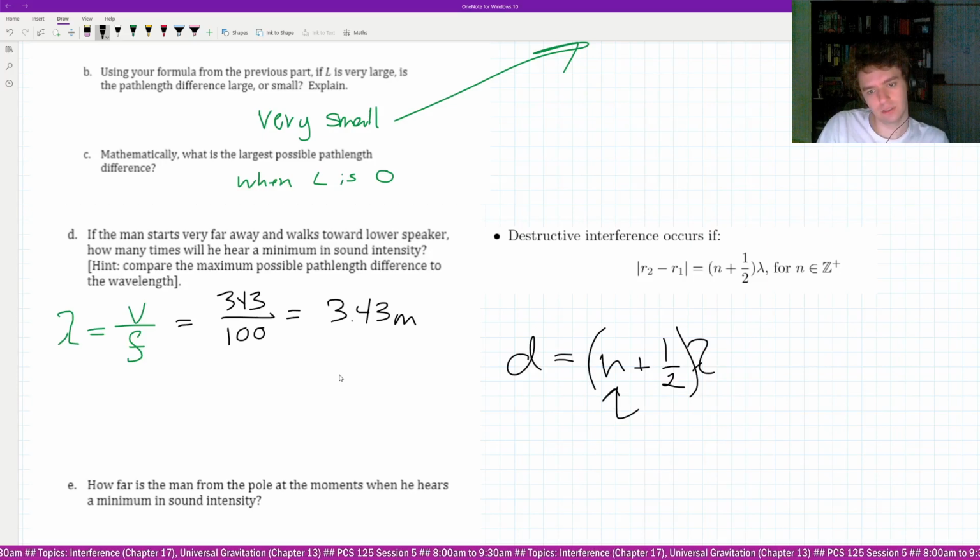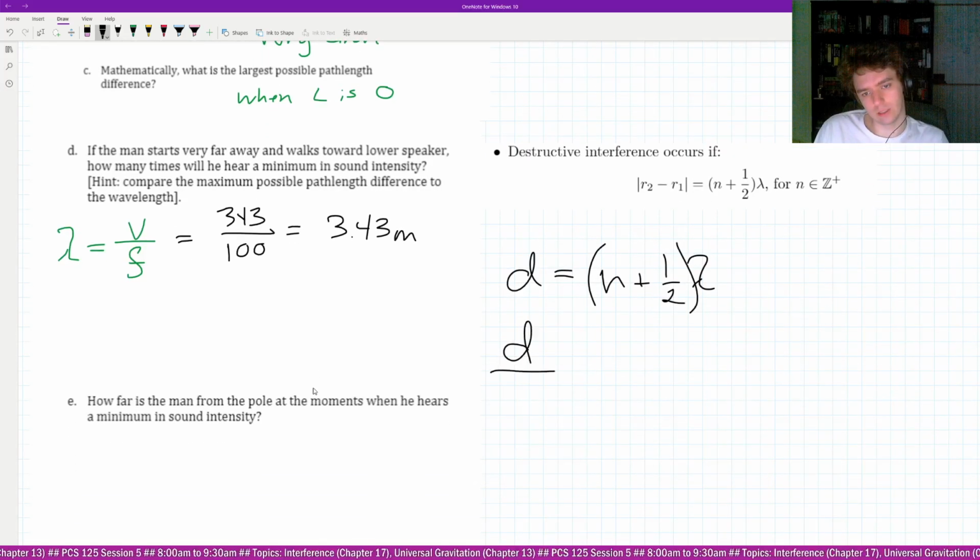Well, isn't the distance between each node the same amount? Like the distance between each destructive node, it's the same distance between each one. Yeah, it's not the same path length difference between each one. I guess the same multiple of the path length difference. Let me see for a second. I don't think this will be.